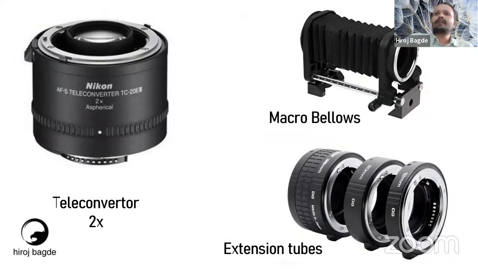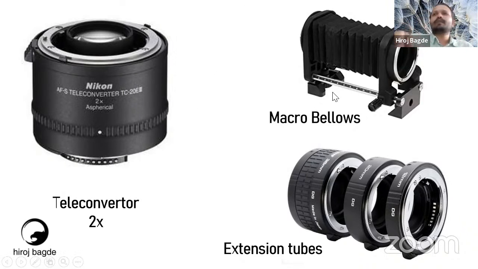Then we have teleconverters, macro bellows, and extension tubes. These are again accessories, and I will not recommend them for this. I'll tell you what the function of a teleconverter is. This teleconverter is a 2x, so it converts your 100 mm lens to a 200 mm. But the problem is that the sharpness and the details of the particular image are lost when you use a teleconverter.